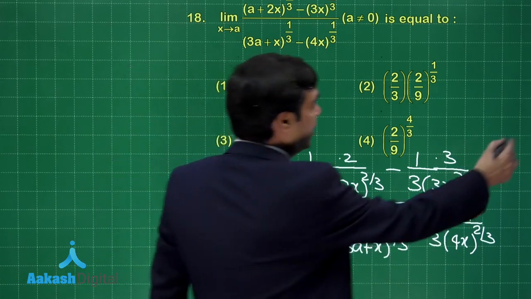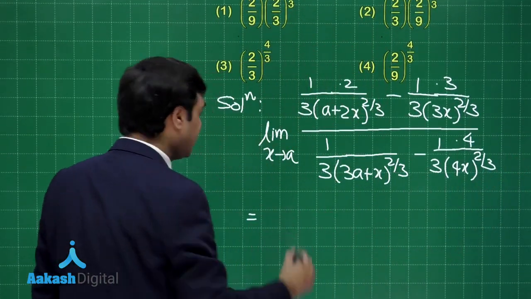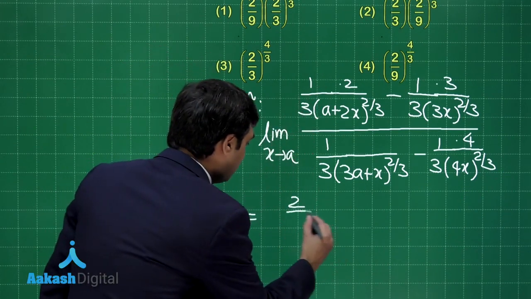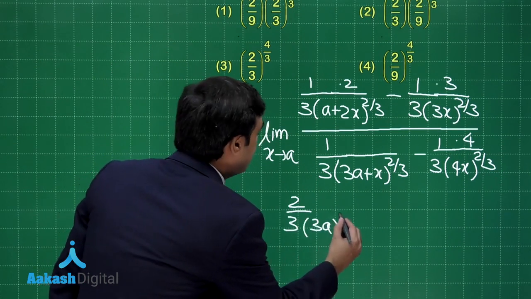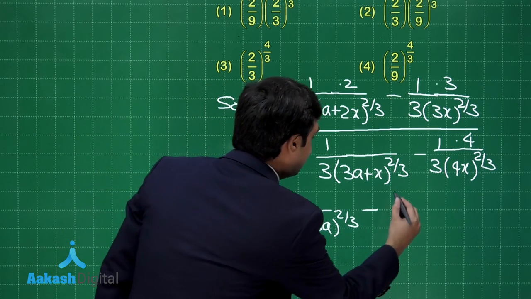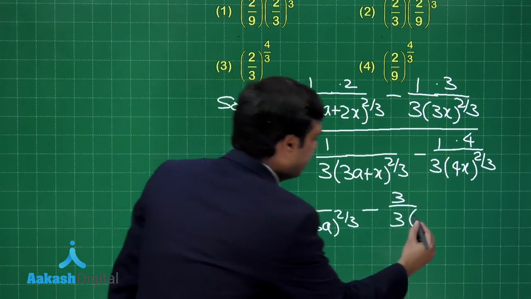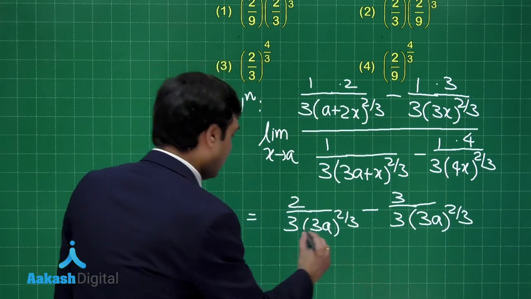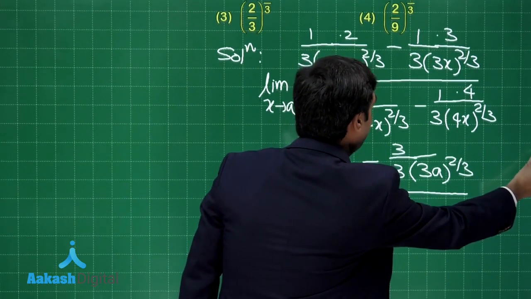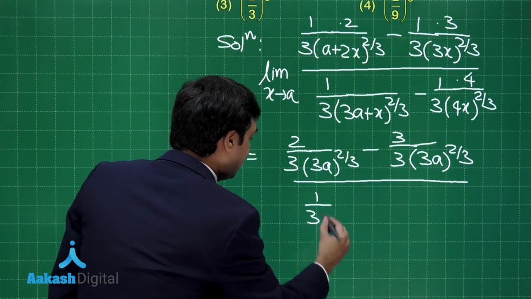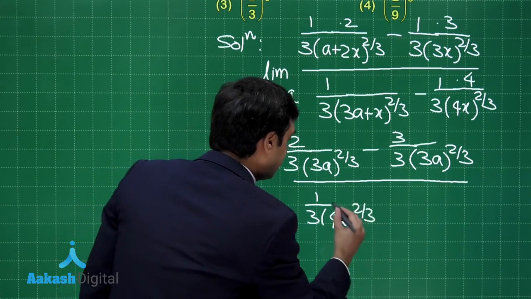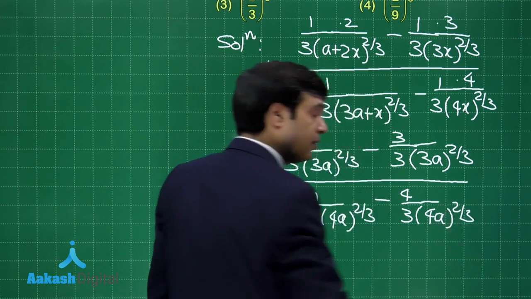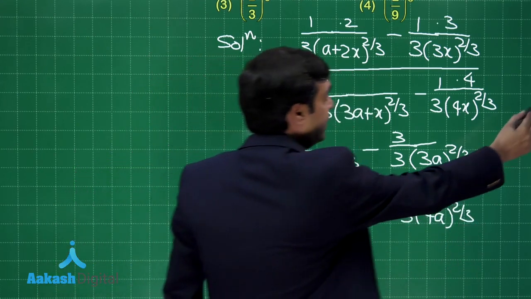Now when you try to apply limit, how is it changing? When x is approaching to a, this is 2 by 3, let's write down (3a) raised to the power 2 by 3 minus 3 by 3, although we can cancel but we can continue with the same so that we can see the denominator is same and it is easy to take LCM, divided by, in denominator you have 1 by 3 into (4a) raised to the power 2 by 3 minus 4 by 3 into (4a) raised to the power 2 by 3. So we are very close to the answer now.